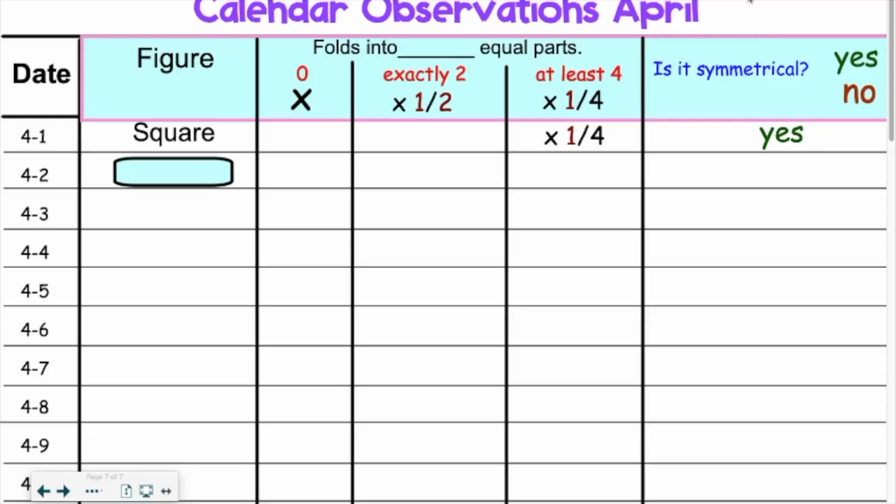Here's our observation chart for April. We just started our pattern, so it may be difficult to make a prediction for today. However, you know there's going to be a 2D shape, and that shape is going to fold either into no equal parts, 2 equal parts, or at least 4 equal parts. And those parts can either be symmetrical or not symmetrical.